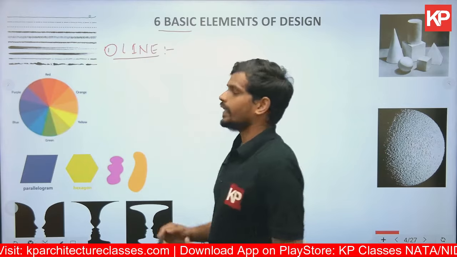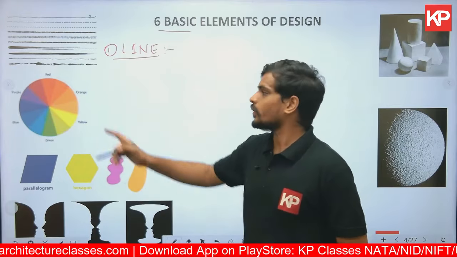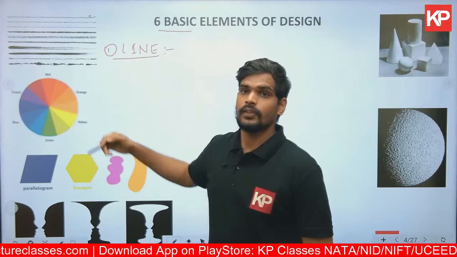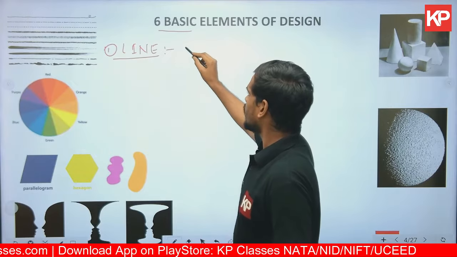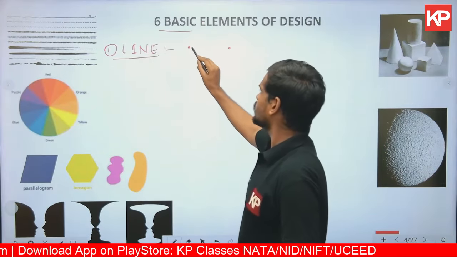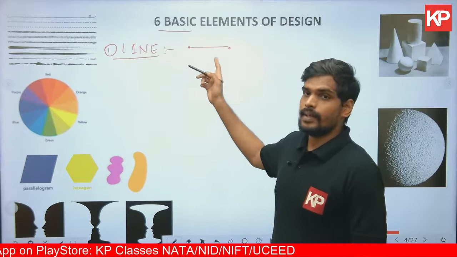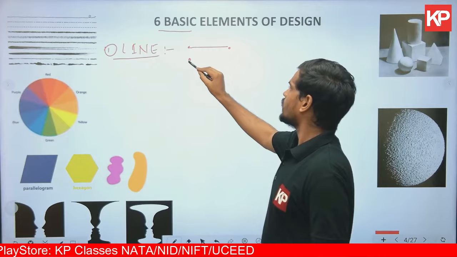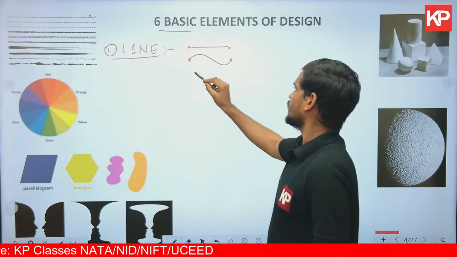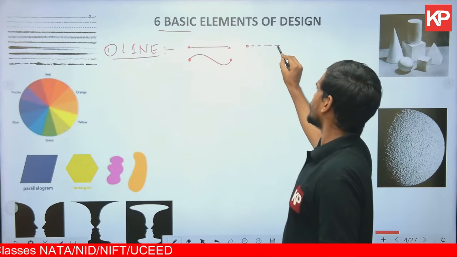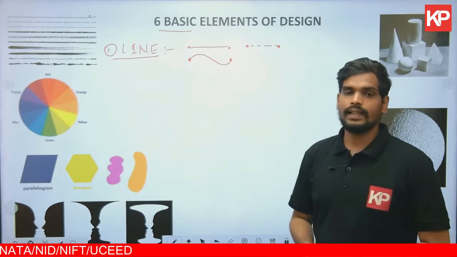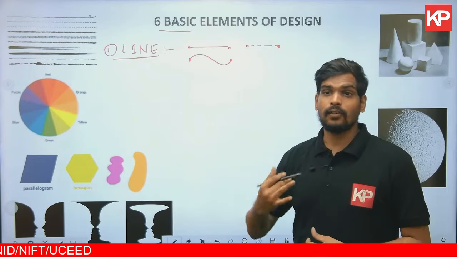Line is basically a connection between 2 dots. You can see there are various types of line you can have. If you're having 2 dots, the connection between those 2 dots is called a line. A line can be a straight line. You can have a curved line connecting 2 dots. You can also have a dotted line connecting 2 dots. So line can be of different types: straight line, curved line, dotted line.